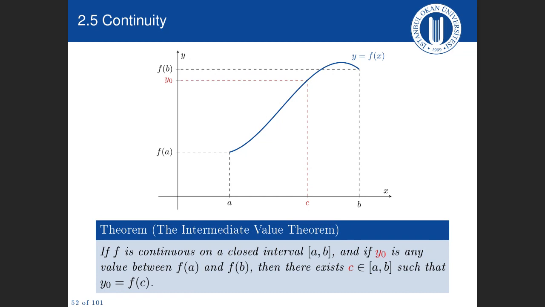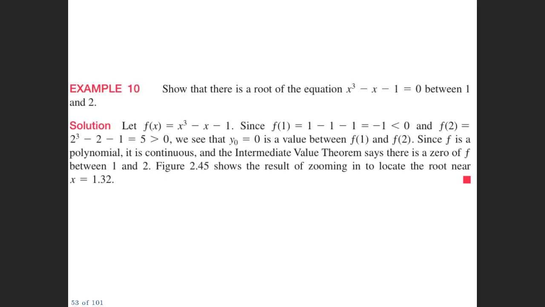Every number between f of a and f of b is the value of the function for some c between a and b. And we can use that for things like this. For example, show that there is a root of the equation x cubed minus x minus 1 equals 0 between 1 and 2.